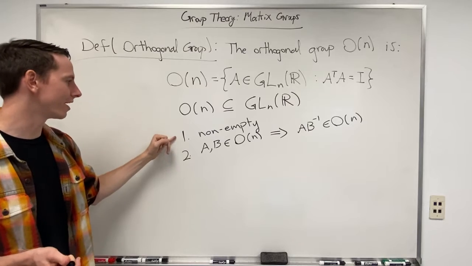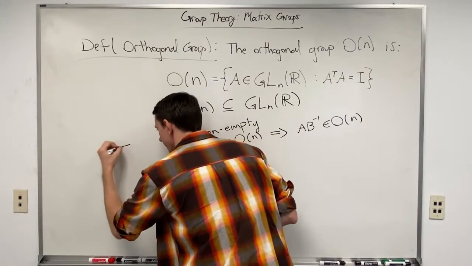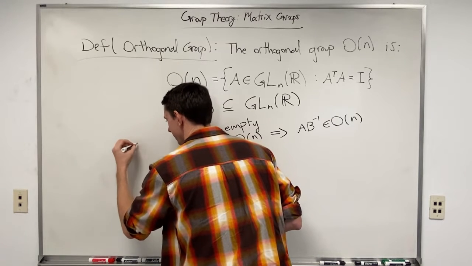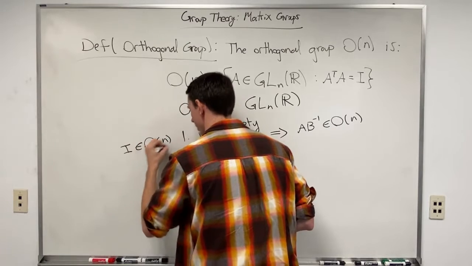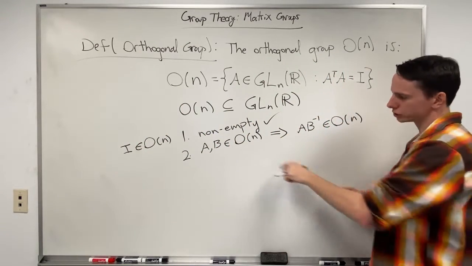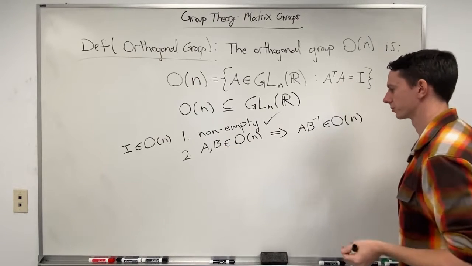So we know that for this first requirement, the identity matrix is in O of n. So that gets satisfied. Now just going on to this requirement right here. And this is just a matter of doing a little bit of algebra.